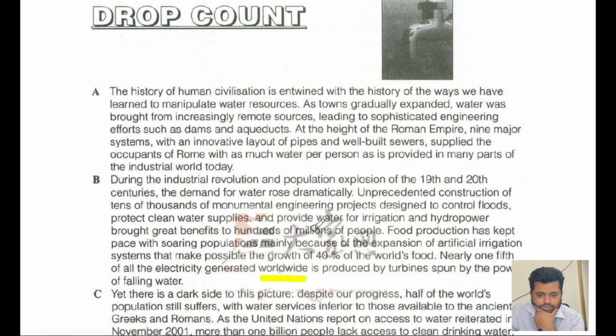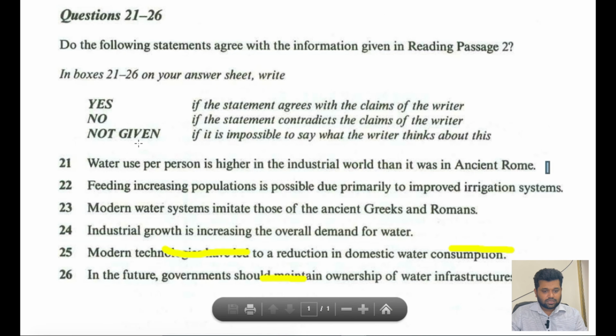If we monitor the para closely, we can find food production has kept pace with the soaring population, mainly because of the expansion of artificial irrigation. So here we also find information: artificial irrigation actually makes the population growth have their food available. So if you go to the true false not given sections, what do you see?